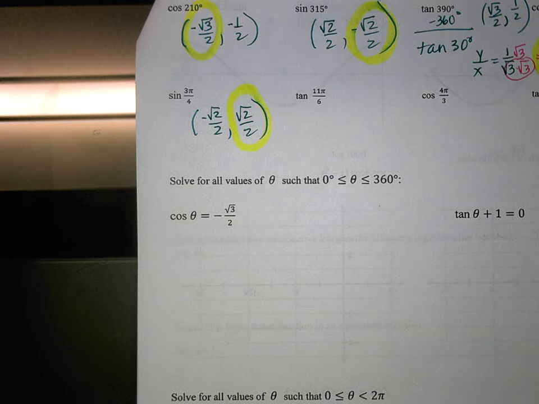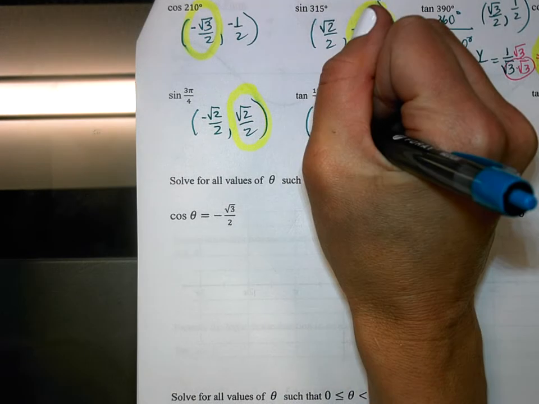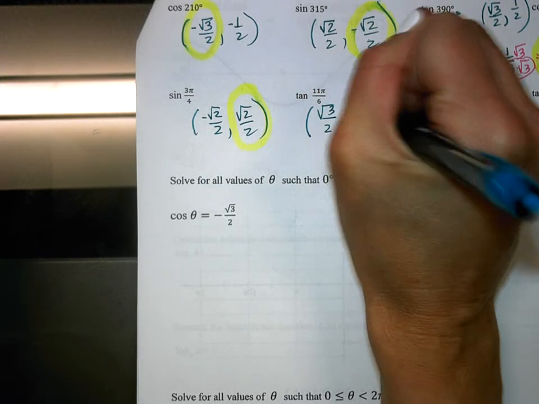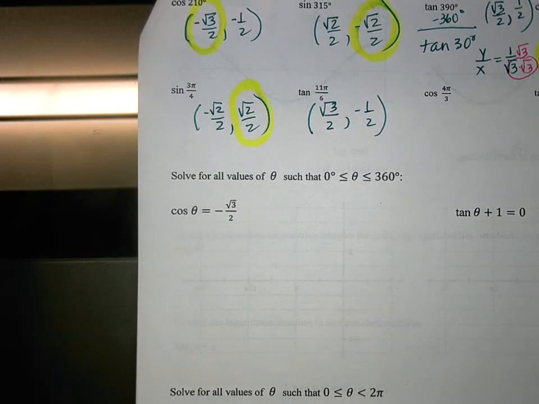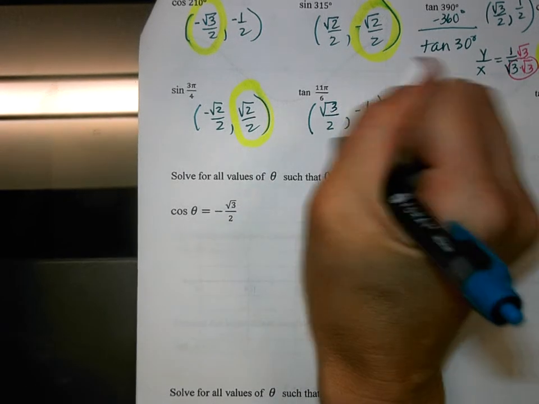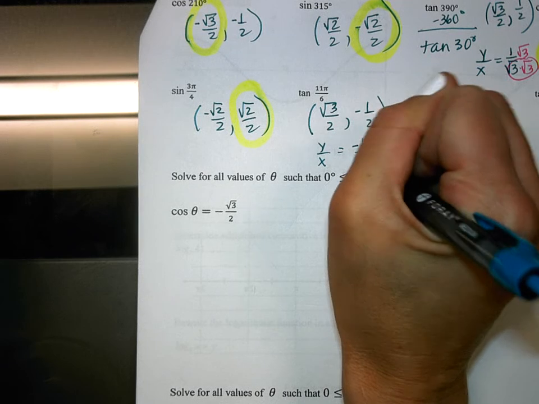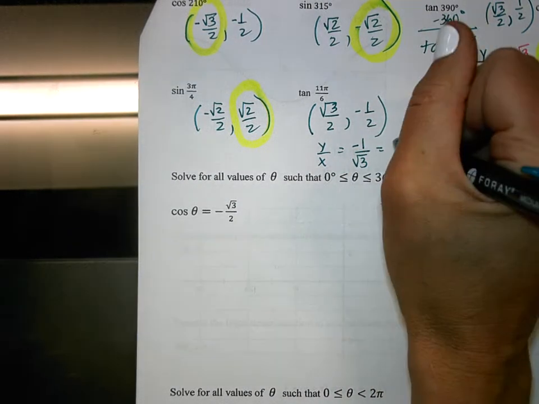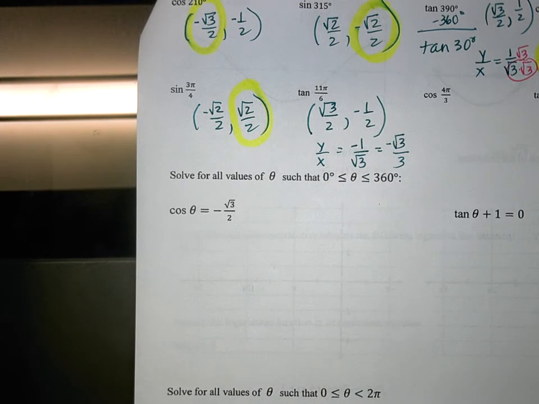Okay, tangent of 11 pi over 6. 11 pi over 6, what's my ordered pair? Root 3 over 2 and negative 1/2. Okay, but tangent, we know, is y over x. And so that means we would have what? Negative 1 over root 3. And then when we simplify that, it will be negative root 3 over 3. Are we good there?